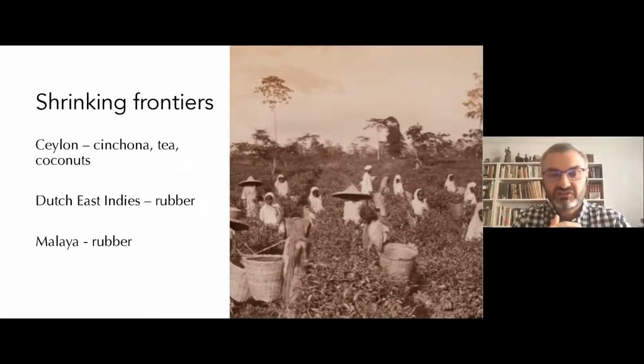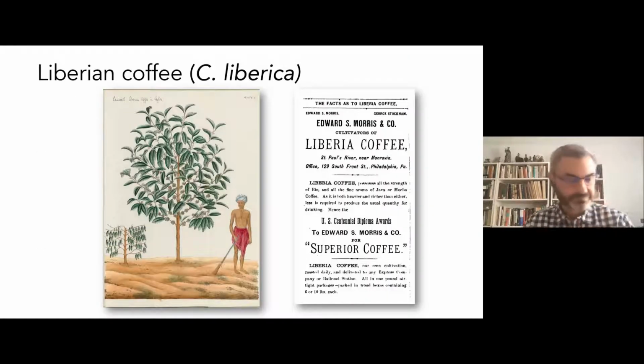In much of the Dutch East Indies, people who had abandoned arabica switched to rubber, likewise in Malaya. And so in a lot of the places where there was a large-scale abandonment of coffee, it didn't necessarily mean the collapse of the planter class. It just meant that the planter class shifted to another commodity that could be grown in the same landscape.